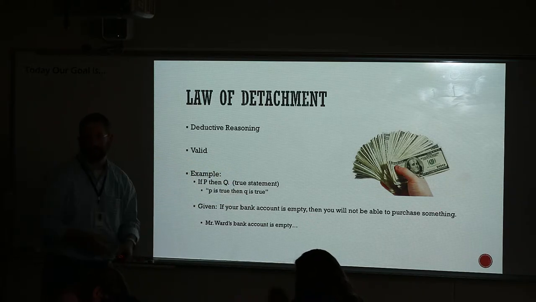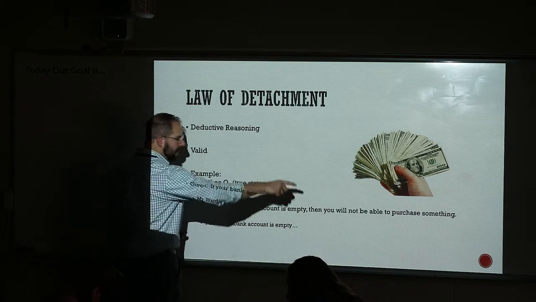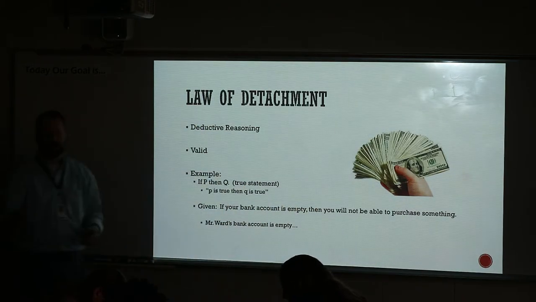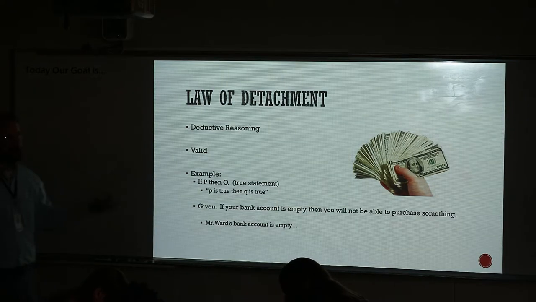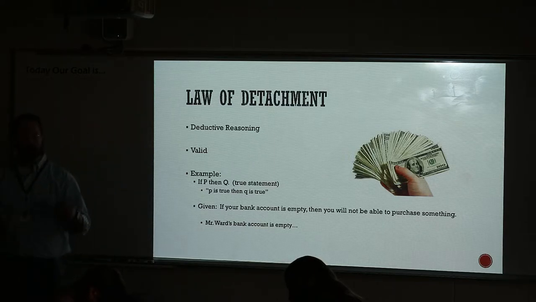You would detach this piece right here, that I am not able to purchase something, and you apply it to something else. Because you understood that when you're out of money, you can't buy something, and now if somebody else is out of money, they can't buy something. You're detaching. A lot of people do this all the time. You watch somebody do something, it's like trial and error, right? You watch somebody biff it on a bike, and you're like, well, I'm not going to try that, because I'm detaching that. I'm probably going to do the same thing. That's the law of detachment. You're detaching information you previously learned and applying it to a new situation.